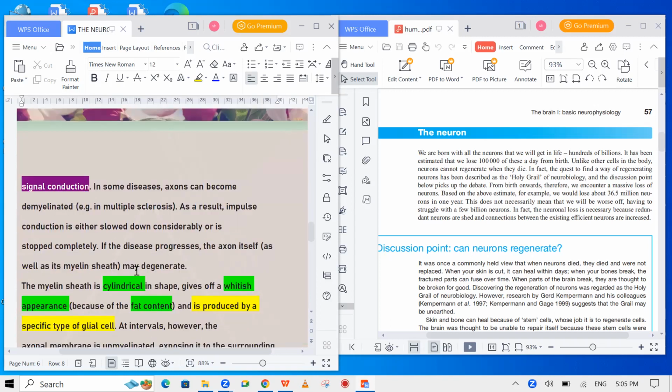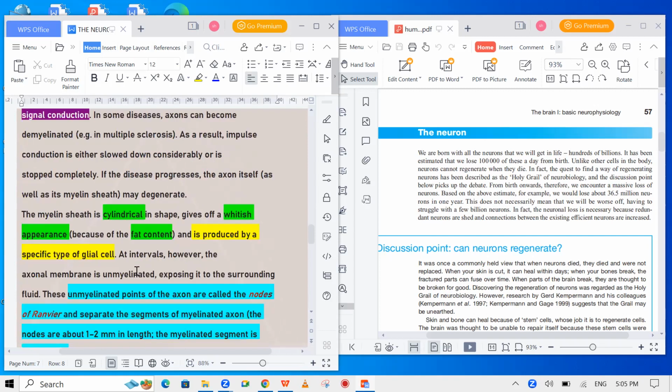In diseases like multiple sclerosis, the layers are not able to conduct the impulse, thus information is not released appropriately. If the disease progresses, the axon itself may degenerate. So once it is degenerated, it is not going to work.